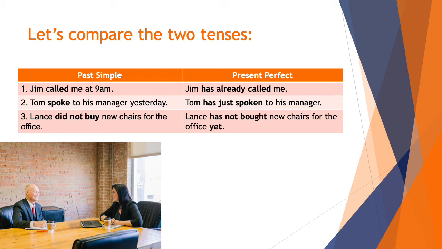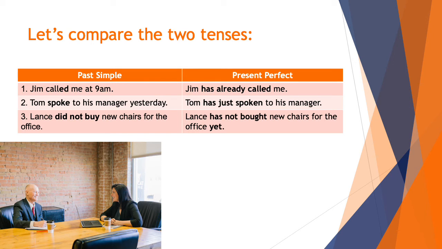Sentence number two. Tom spoke to his manager yesterday. This sentence shows that there is no connection between the action and the present time. Also, the word yesterday gives us a clue that the action happened before and ended then. But Tom has just spoken to his manager may infer that the result of his conversation with his manager is connected to now. Perhaps after the conversation, they concluded that Tom should go on a vacation.